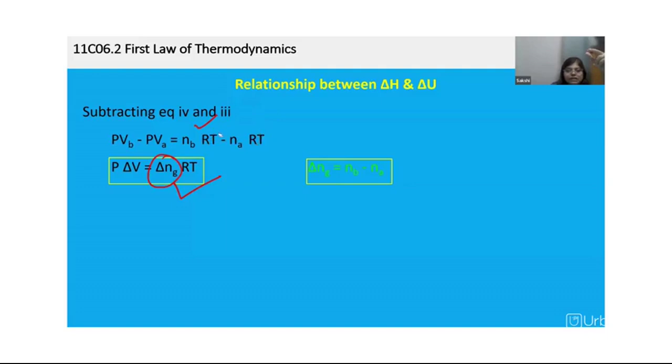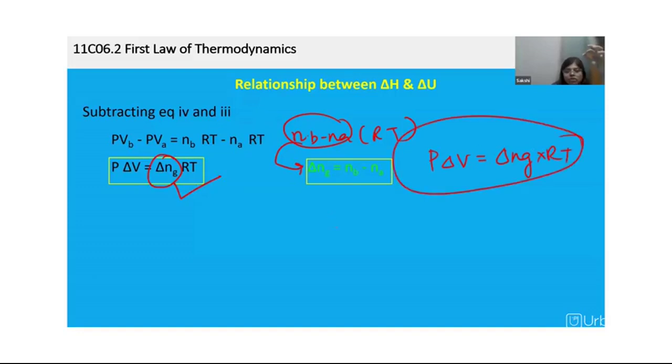Sorry, RT will not get cancelled. If I take it out as common, it is nB minus nA into RT, right? nB minus nA is what? Delta Ng. So P delta V is equal to delta Ng into RT. So this is the formula: the change in enthalpy is equal to change in internal energy plus delta Ng RT, right? So this is the relationship between enthalpy and internal energy.